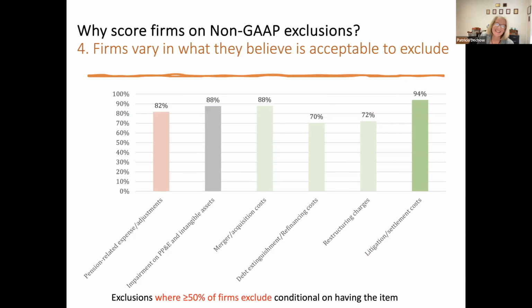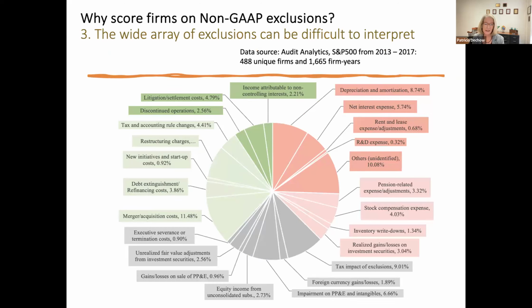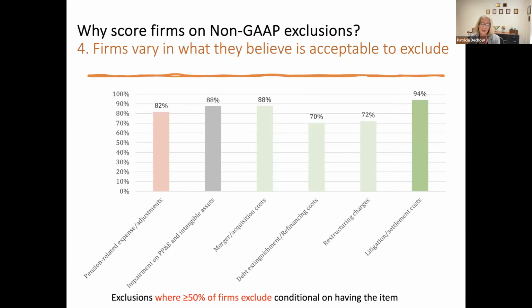Another reason we feel that a non-GAAP exclusion score is useful is that managers themselves seem to vary in what they believe is acceptable or unacceptable to exclude. The last figure was looking at the number of different exclusions from the S&P 500, but it doesn't take into account whether a firm actually has that item. In this figure, we're saying, given that the firm has a litigation settlement, what's the likelihood that they'll exclude it? Given that they have that item, 94% of firms exclude litigation settlement costs. So that gives you a pretty clear idea that management themselves think this is a reasonable thing to exclude.